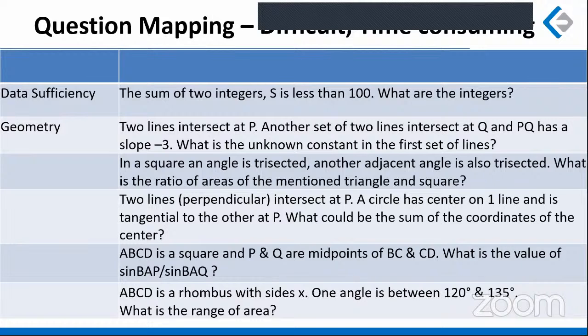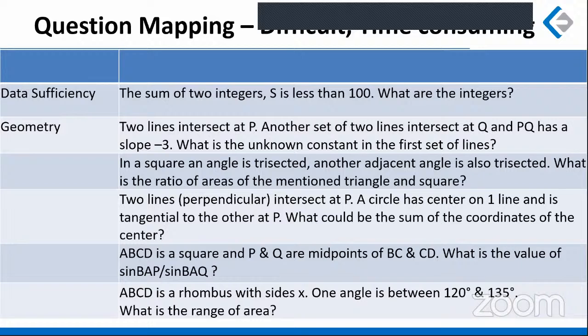So, a little difficult question. The next was: ABCD is a square. P and Q are midpoints of BC and CD. So two midpoints are given. What is the value of sin∠BAP by sin∠BAQ?